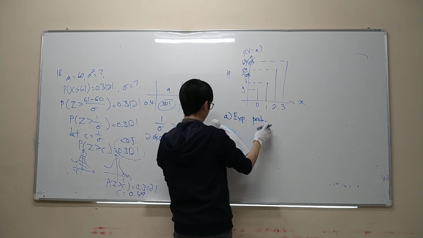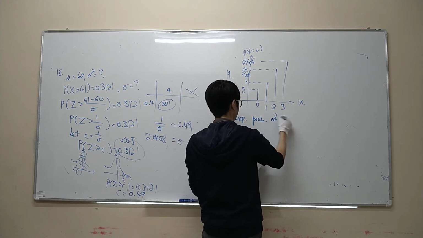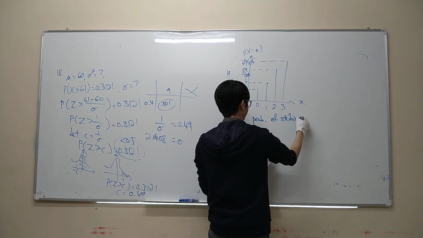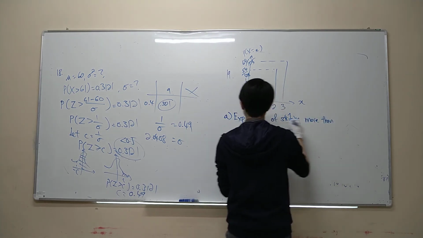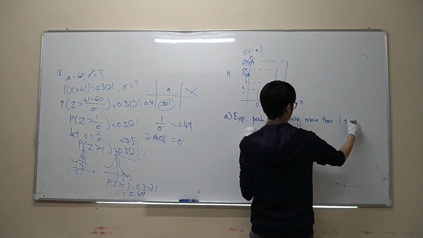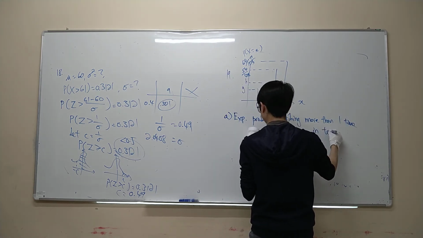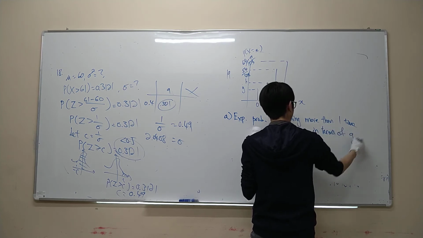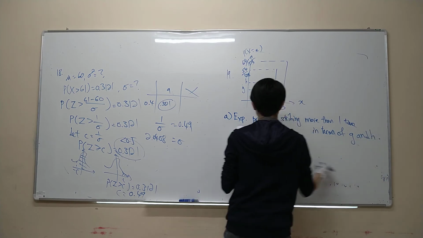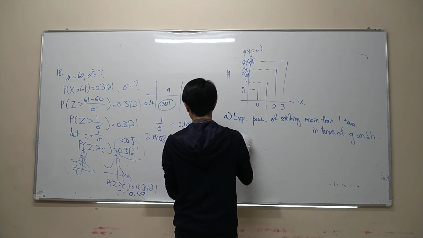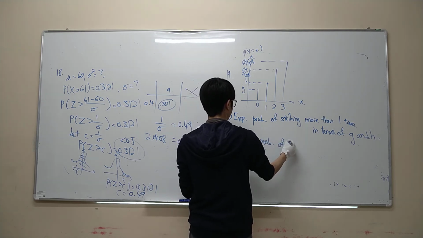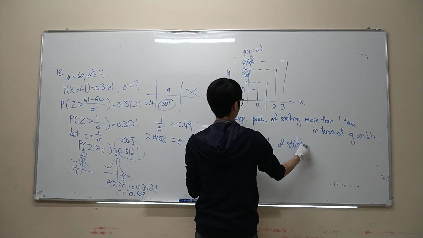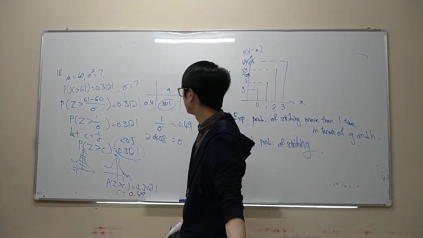The probability of striking more than one time in terms of G and H. And B, find probability of striking. Okay, this is the question.